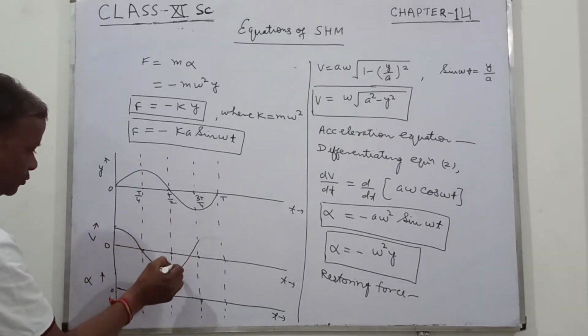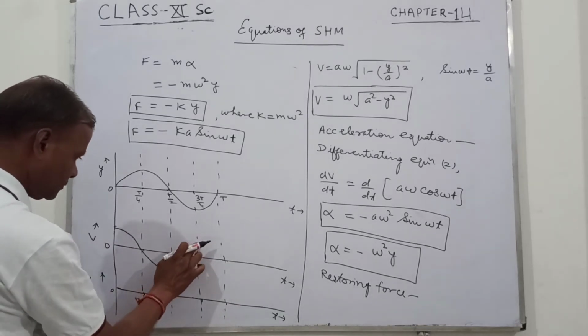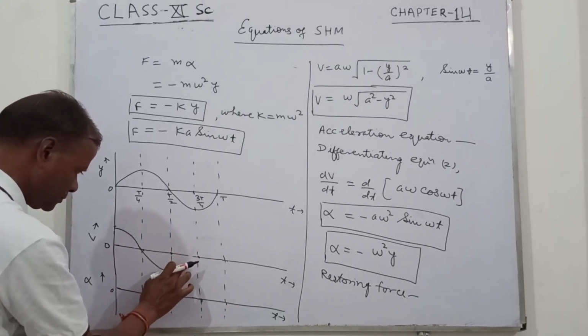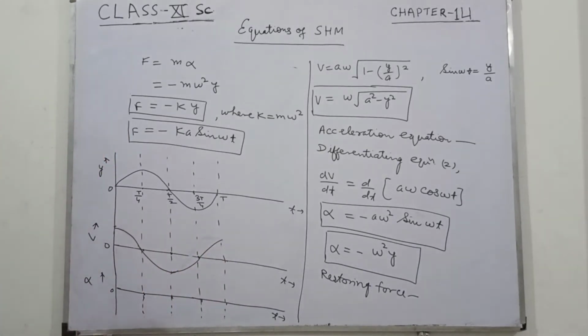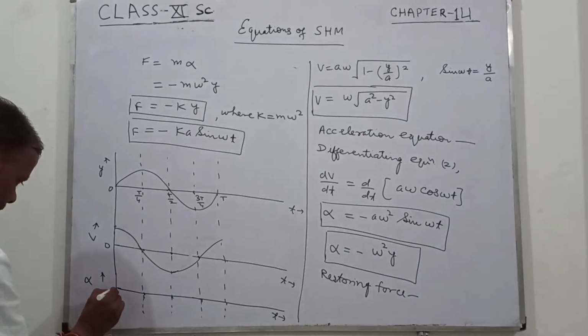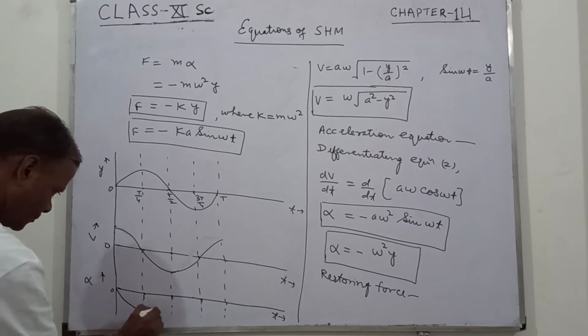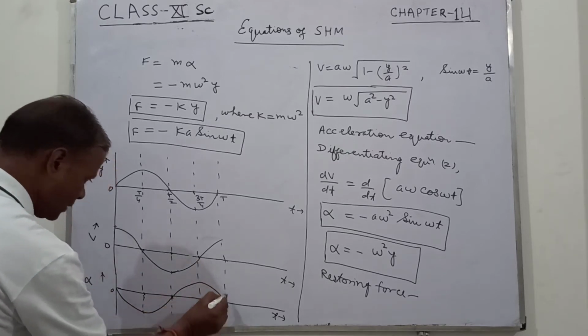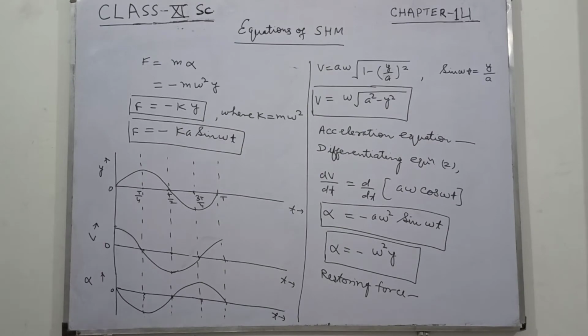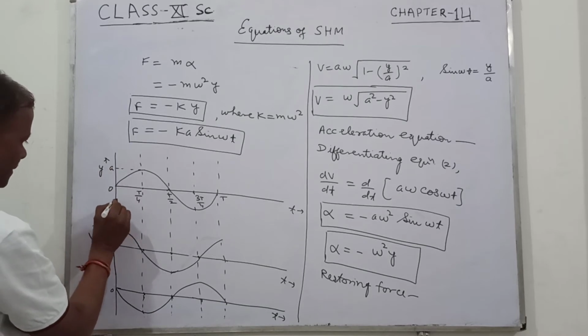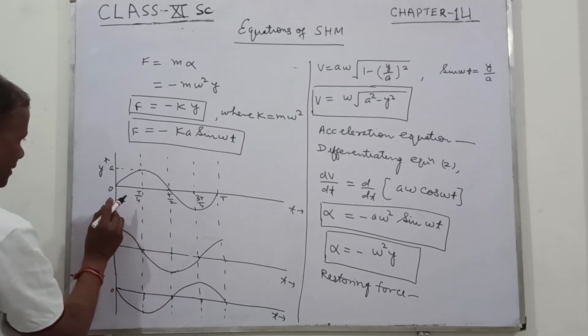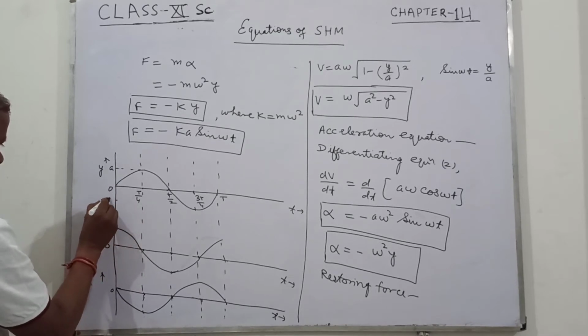This is now your T/2, and then like this. If we take it for alpha, this is again a minus term, so we will find it to be here, like this. So you can see that here this is the maximum displacement A.